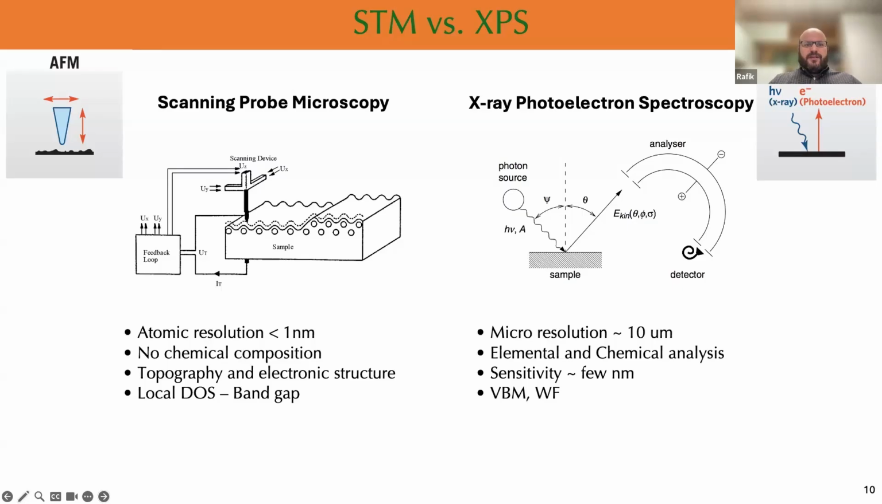Then we measure the kinetic energy of those photoelectrons, and we can relate the kinetic energy to the binding energy of those electrons, which gives us information about the elemental and chemical analysis. We can also measure the valence band maximum, the work function, and other properties of materials.